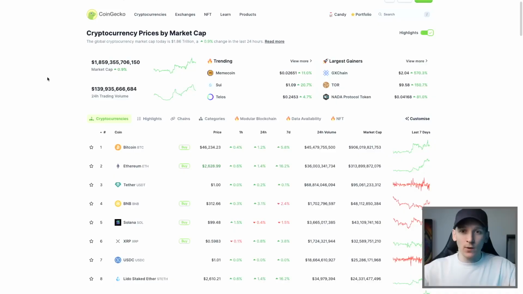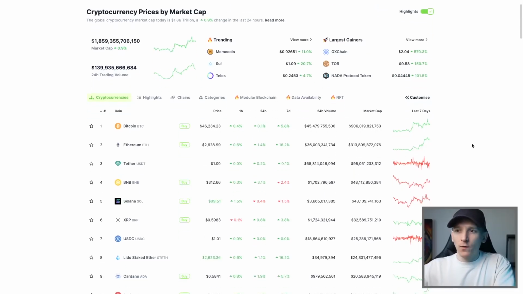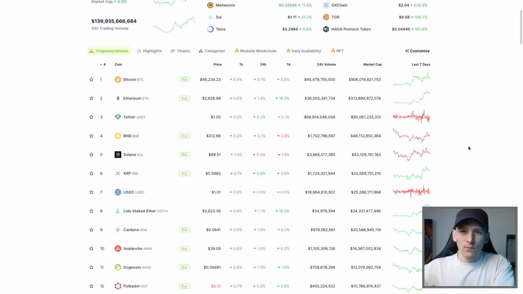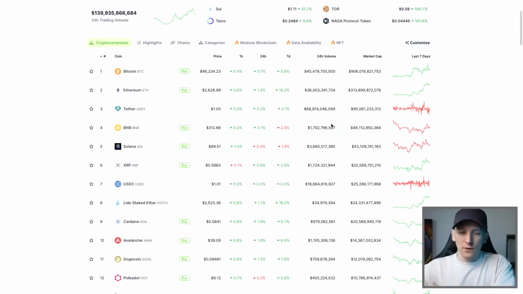Let's get started though with what exactly is crypto anyway. You may have seen sites like CoinGecko or CoinMarketCap and seen all these different cryptos and thought, what are these? How do they work? Are they the same or are they different? And why are they valued differently?